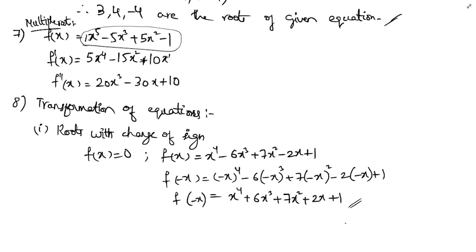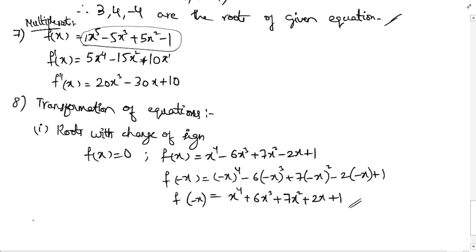Okay, that is a minus f of minus x. So this is the transformation form of the equation. Suppose it's given that we have to find the equation of fourth degree, and already the equation is given, but there is a condition given that we have to find the equation of fourth degree whose roots are 3 times the roots of the given equation.